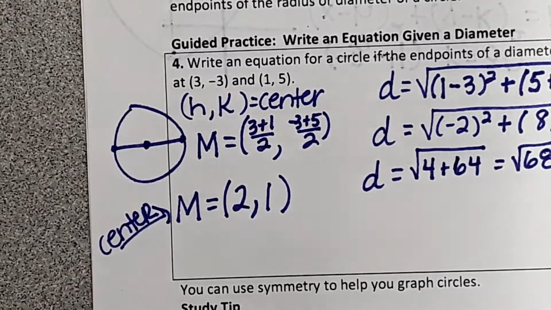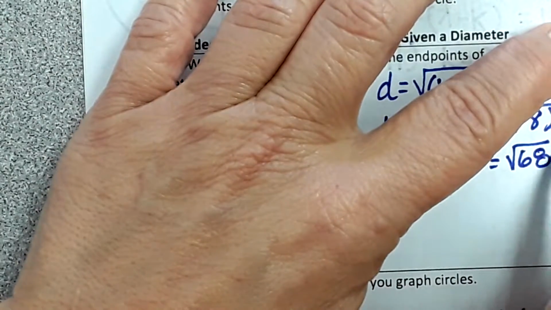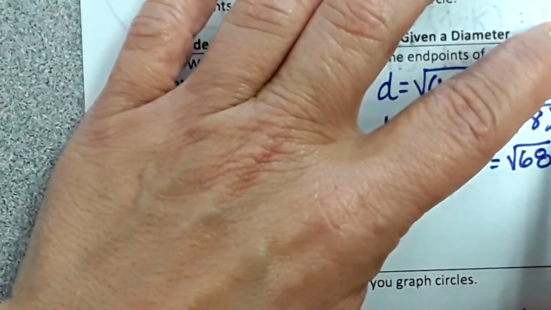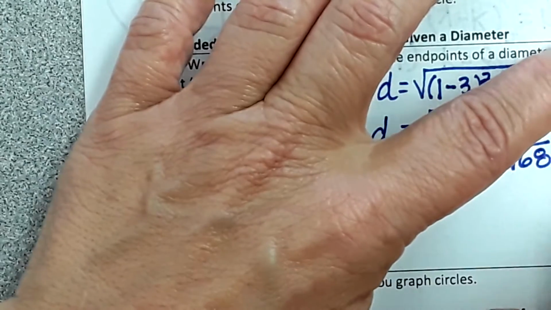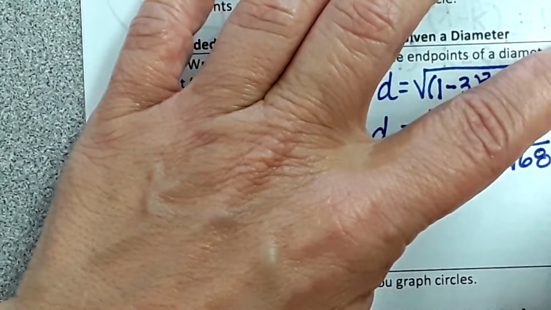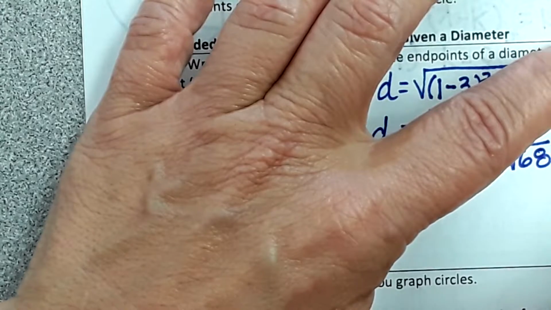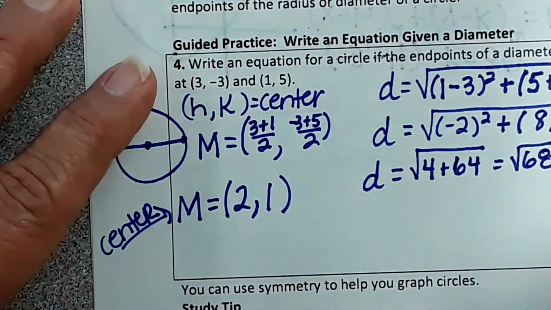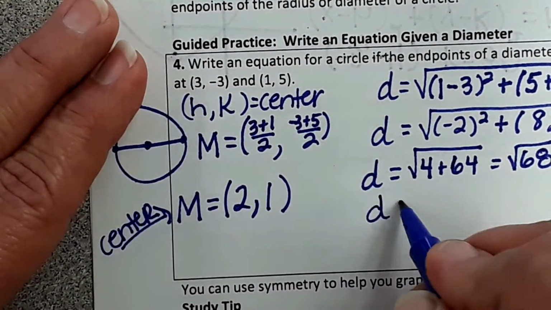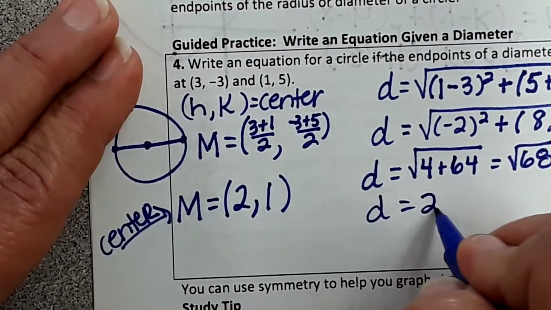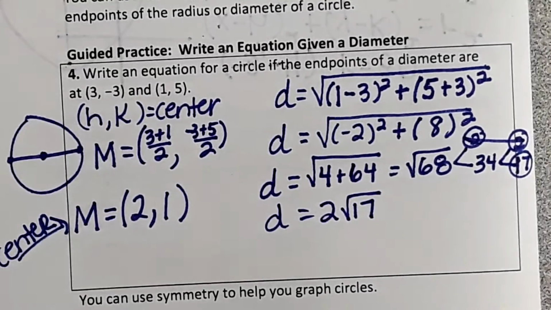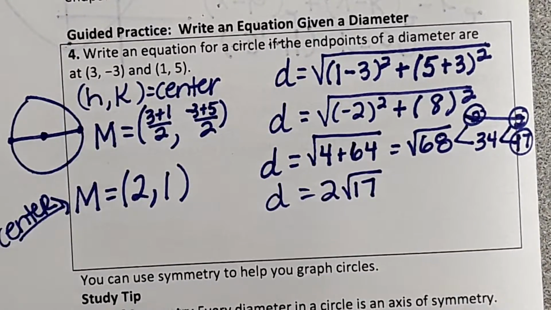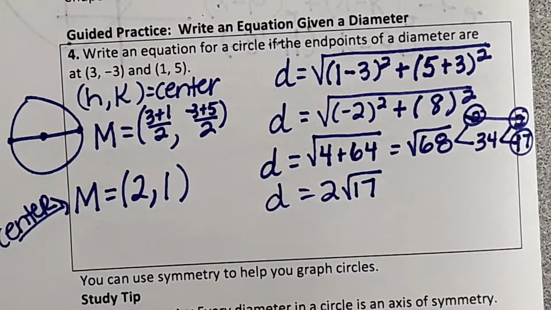What goes into 68? 2 and 34. What goes into 34? 2 and 17. Do I have a pair of anything? Since I have a pair of 2's, that goes on the outside, and I'm left with the square root of 17. So 2 square roots of 17 is the length of my diameter.